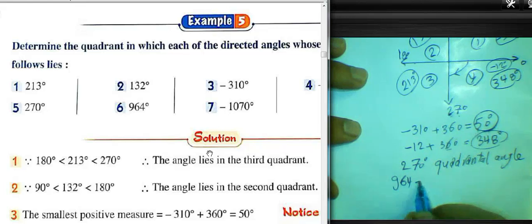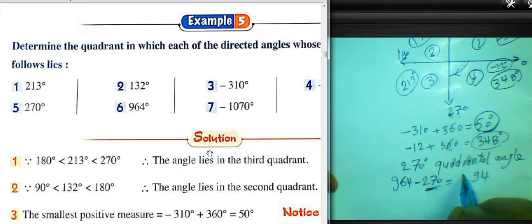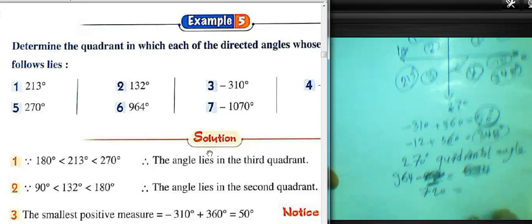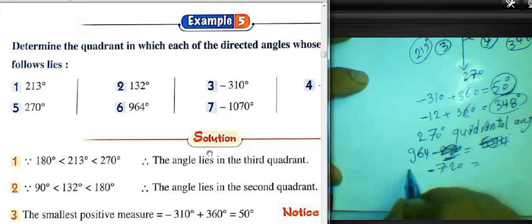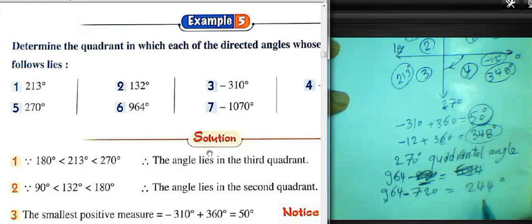964. We will subtract 360 and 360, twice of 360. The result will be 4. 16 minus 7 equal 9. 8 minus 2 equal 6. No, sorry, I can write 720. Sorry, I will solve it again. 720 is twice of 360. 4 subtract 0 equal 4. 6 subtract 2 equal 4. 9 subtract 7 equal 2. The result will be 244.